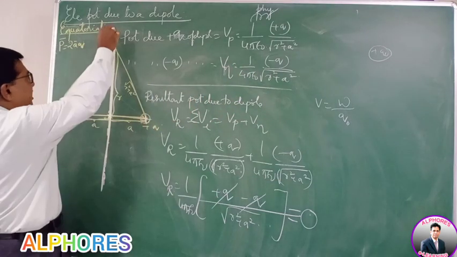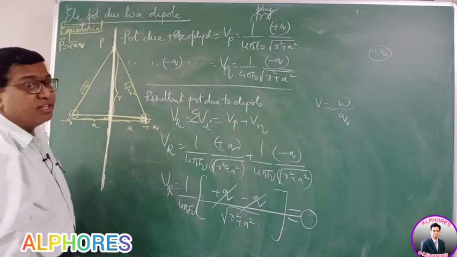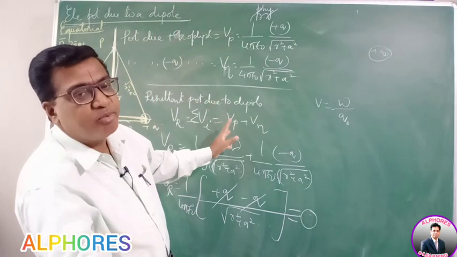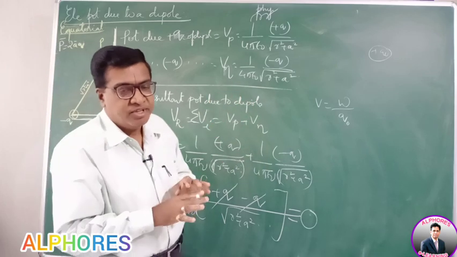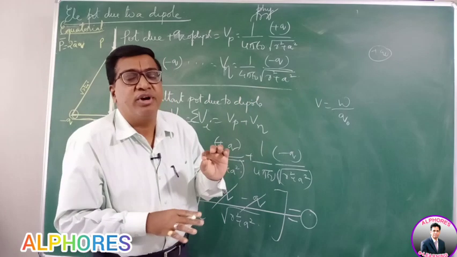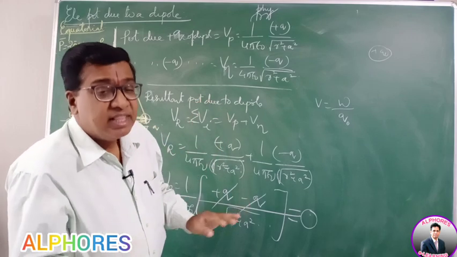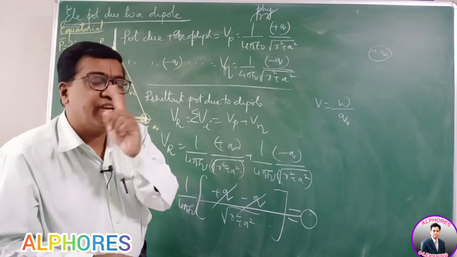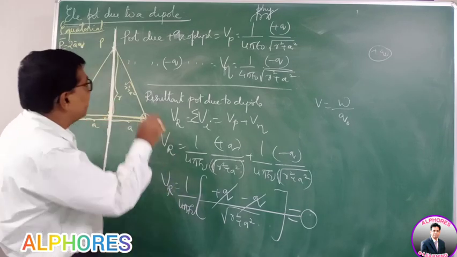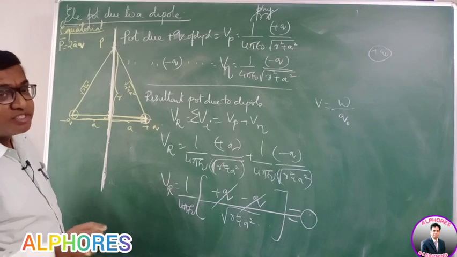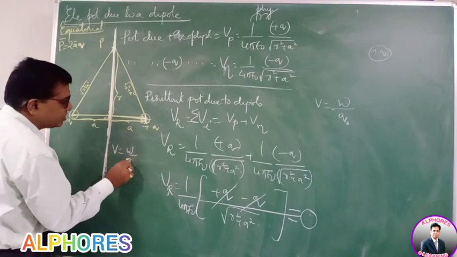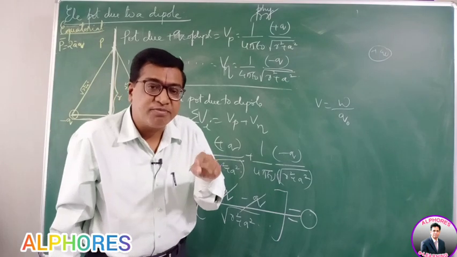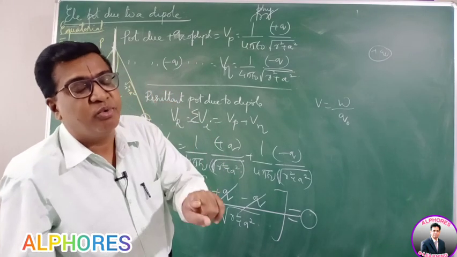So this is a standard point: at any point on the equatorial line, not only the line but at any point on the equatorial plane of the electric dipole, the electric potential is 0. The potential difference between any 2 points on the equatorial plane is always 0. The work done in moving a charge from infinity to any point on the equatorial line of the electric dipole is 0, because potential is work done per charge. When the potential is 0, work done is also 0. The work done in moving any charge from one point to another on the equatorial plane is 0.